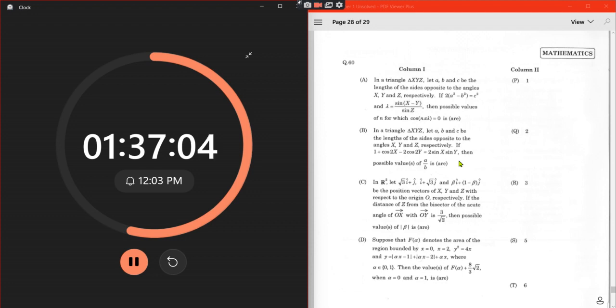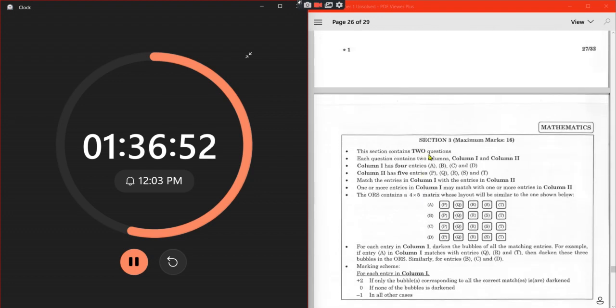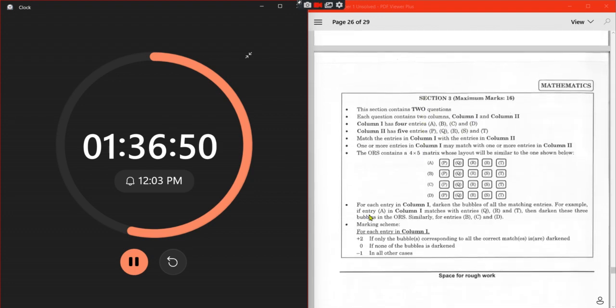In triangle XYZ, let a, b, c be the lengths of these sides opposite to the angles XYZ. Okay, why am I doing this? इसमें अपने को 4 क्वेश्चंस करने पड़ेंगे. Like मार्किंग स्कीम क्या है इतनी? मार्किंग स्कीम क्या है? हाँ, बोलेंगे बबल करस्पॉन्डिंग टू ओके.